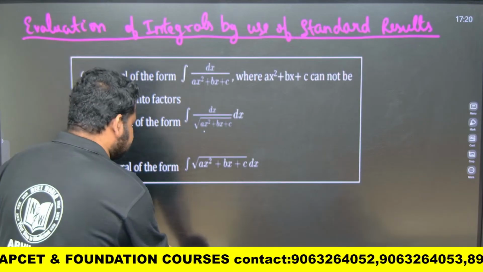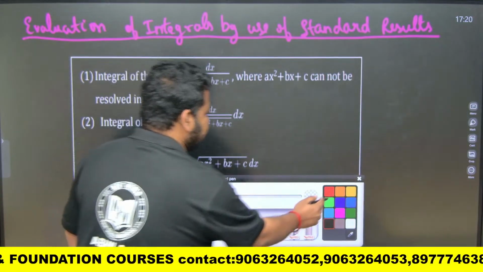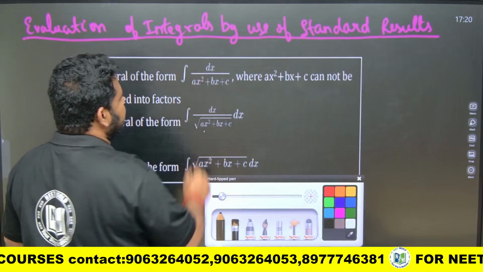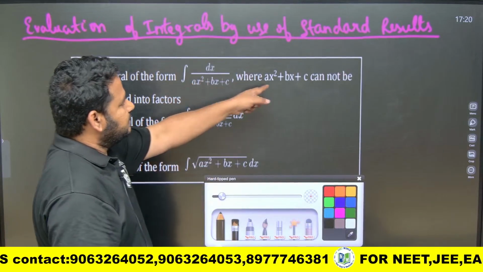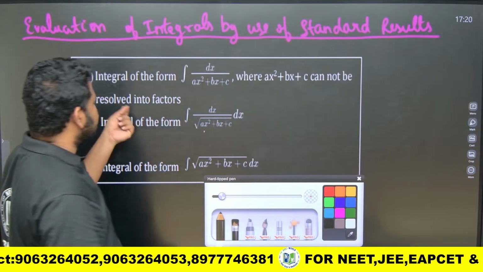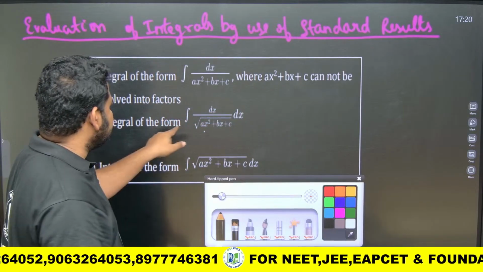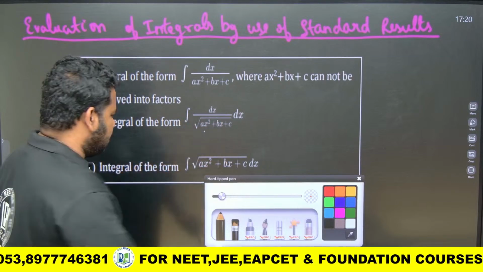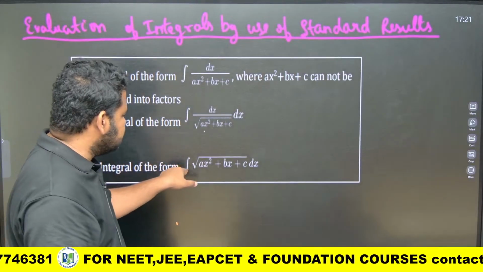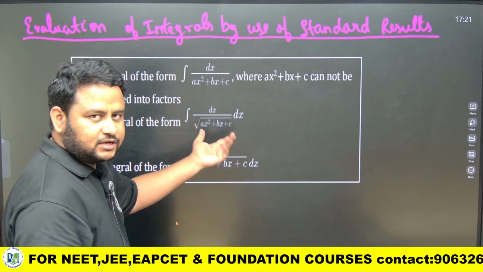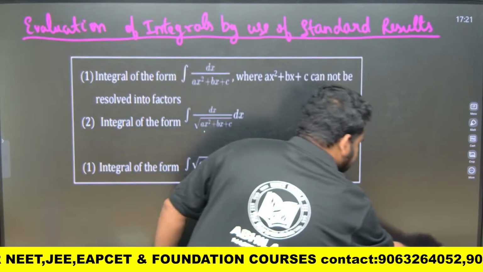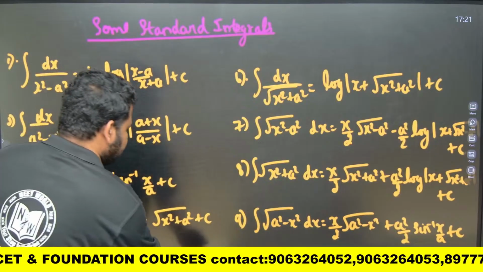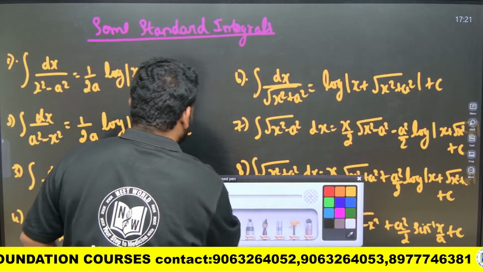In this class we will be studying some other types of integrals, which are of the form integral of 1 by ax square plus bx plus c, where ax square plus bx plus c cannot be resolved into factors, or integral of the form 1 by square root of ax square plus bx plus c under the denominator, or integral of square root of ax square plus bx plus c in the numerator itself. Such kinds of integrals, and also some special integrals, some standard results which we are going to learn in this class. Based on this we will be solving the questions.